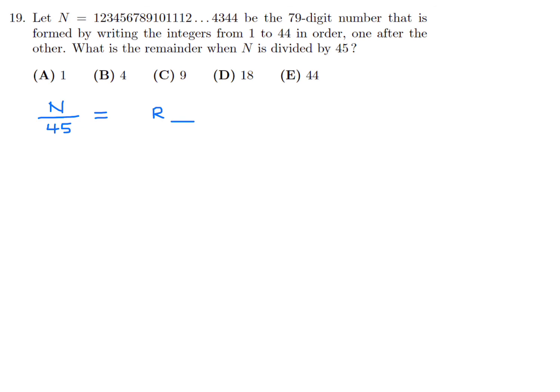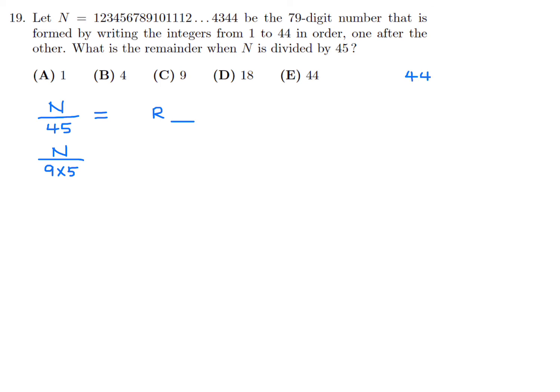Well, 45 is 9 times 5, so I'm going to work with 9 and 5 individually. First, let's look at the 5. Is this divisible by 5? The answer is no, because that last digit is a 4. The last digit has to be either a 0 or a 5 to be divisible by 5.